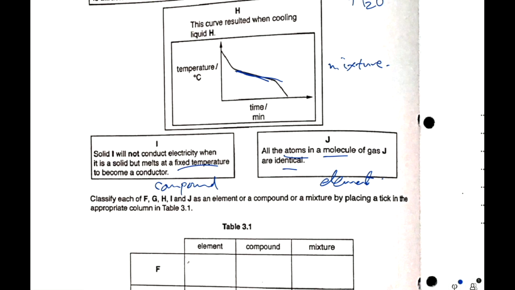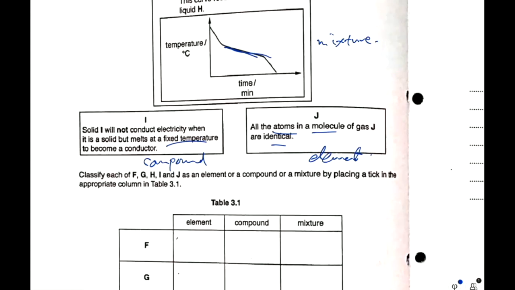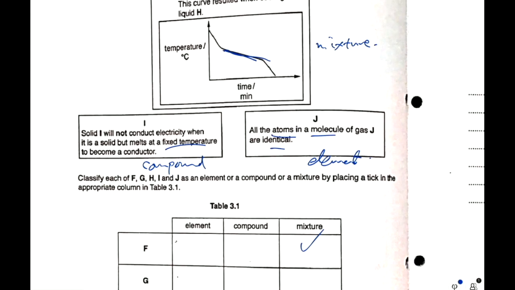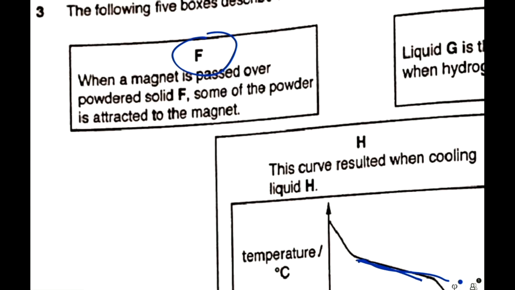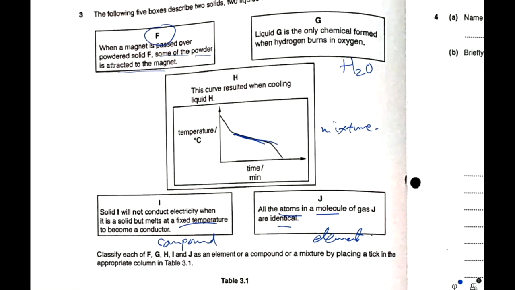So we have to figure out F. F is a mixture. Why is F a mixture? Because some of the powder is attracted to the magnet. Some attract to the magnet, which means some don't attract, so it's a mixture. G is a compound, H2O. So we put G is a compound. Now H is a mixture. I is a compound, and the last one is an element. So we deduce that way.